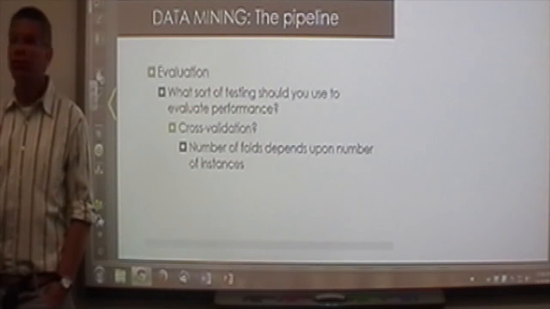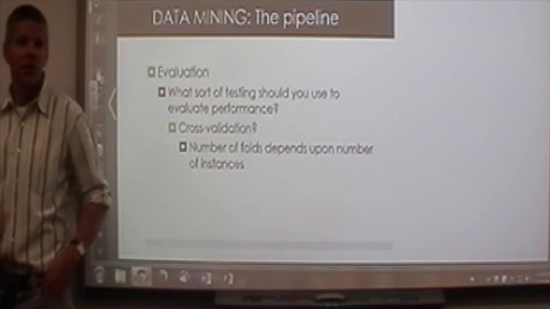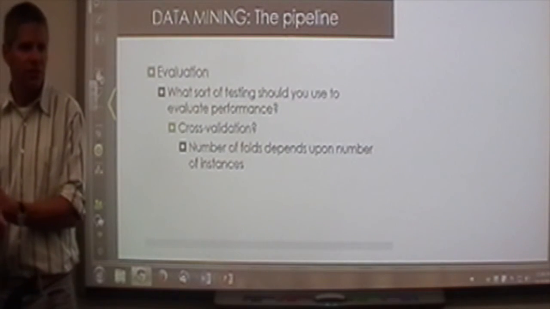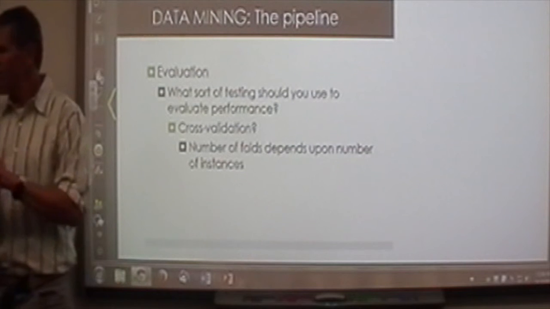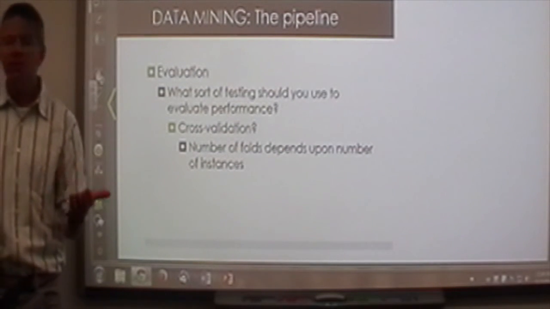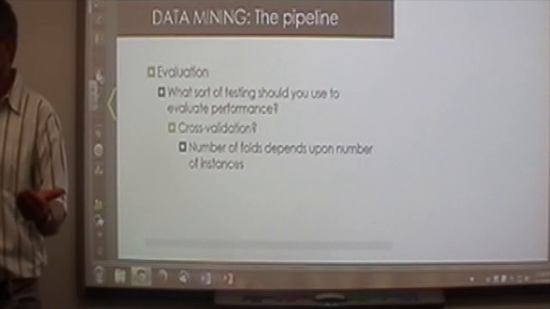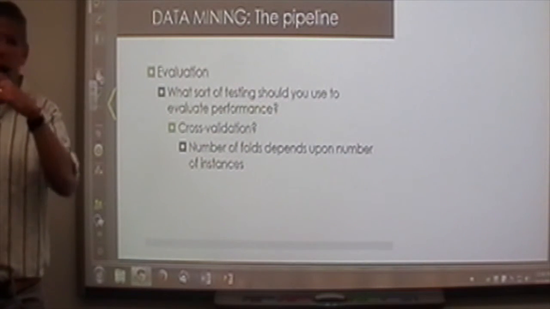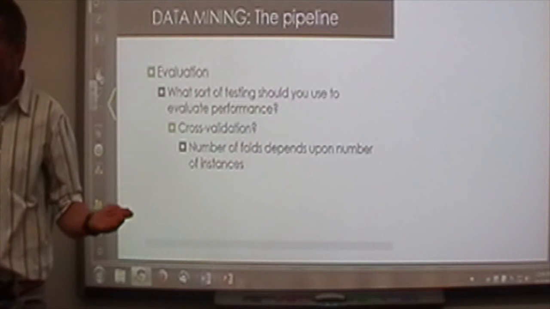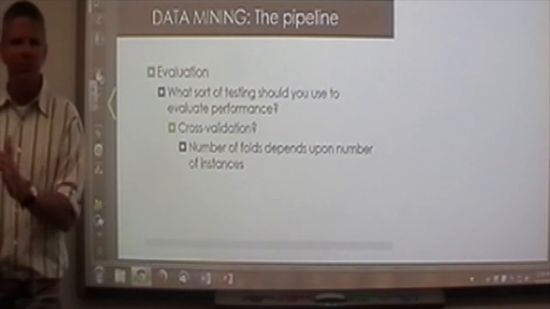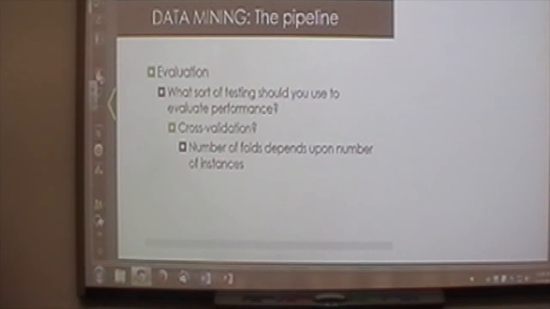What sort of testing should you do to evaluate performance? Probably cross-validation, which is built in on your WEKA side. The number of folds depends upon the number of instances. If you don't have many instances, you're probably going to reduce the number of folds. If you have a lot of instances, 10-fold is not a bad number to use, for example. But if you only have 15 data points, you're not going to get much out of it, and 10 folds would not be appropriate.